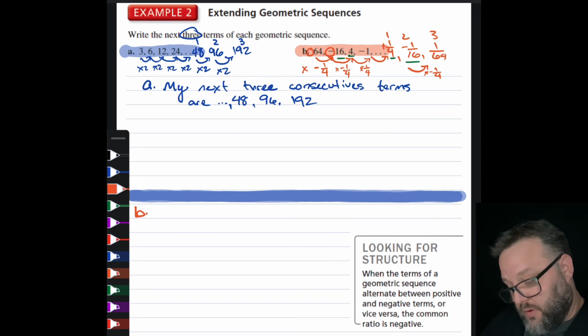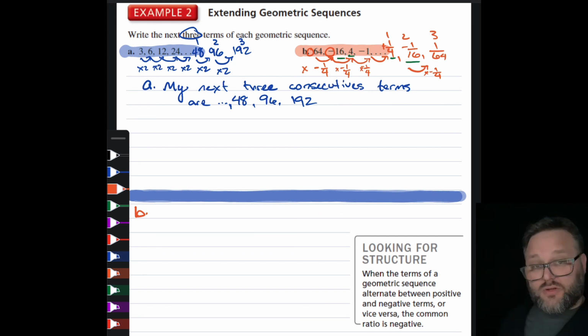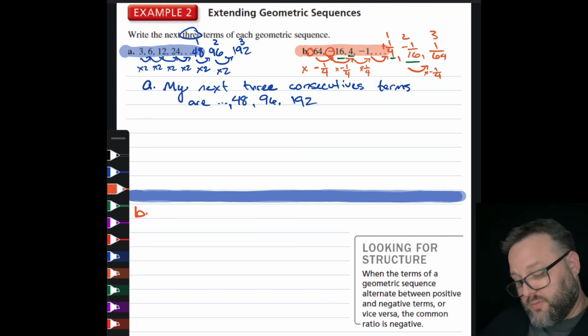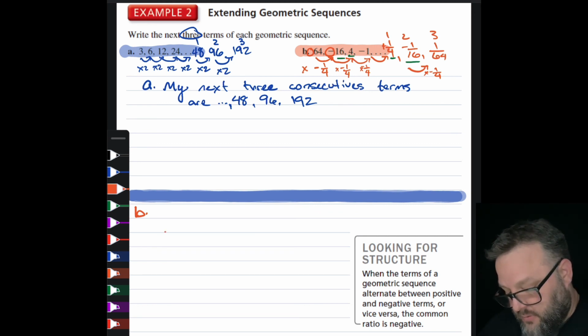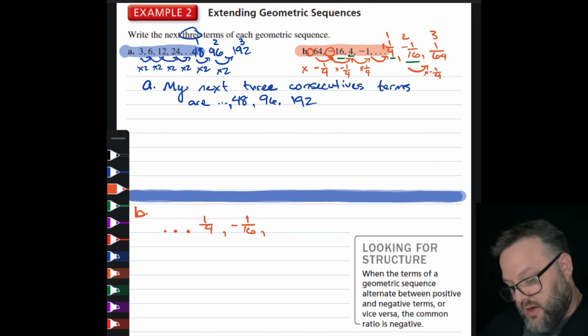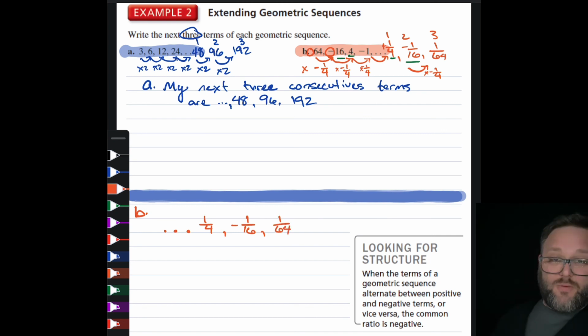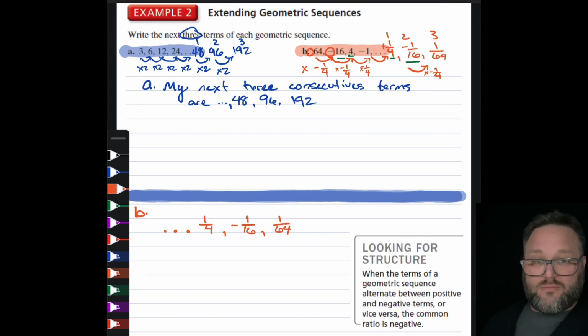Now, the official answer would be my next 3 consecutive terms are, and then I'd list them. So I'm just going to write them here, where I ended the last one in blue. It would be positive 1/4, negative 1/16, and positive 1/64. And I didn't have to remember 16 times 4. I just realized the pattern of multiplying by the 4th.